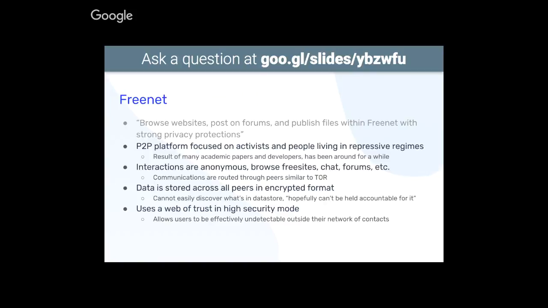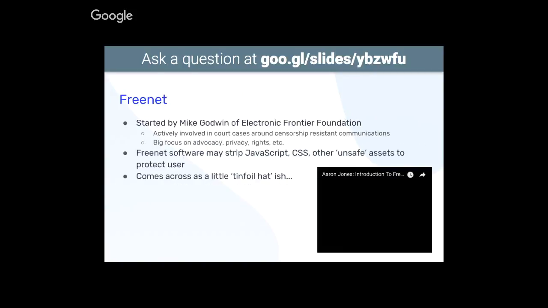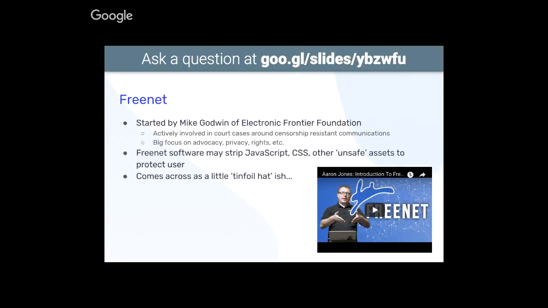It also has a few really nice features, like a web of trust or a high security mode. If you're in that mode, then you essentially only connect to known contacts. So you have this sort of virtual private network that you can interact with and share content with without any possibility of spying on your connections. It was started by Mike Godwin of EFF. They're actively involved in court cases around censorship and censorship-resistant communication. There's a huge advocacy component to that project.